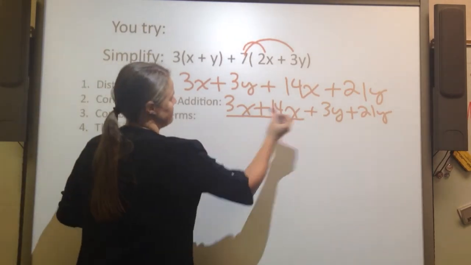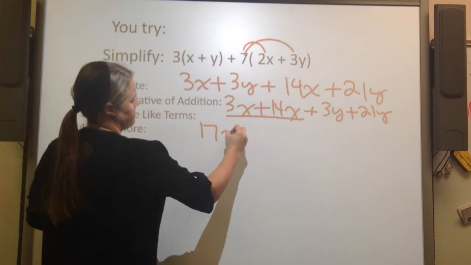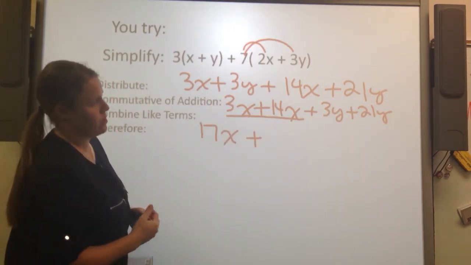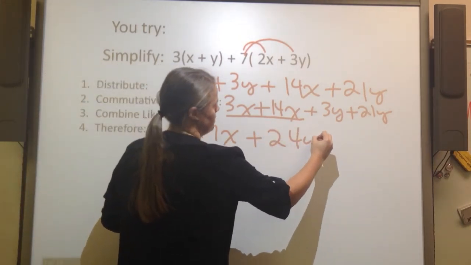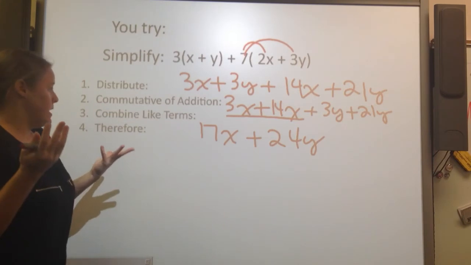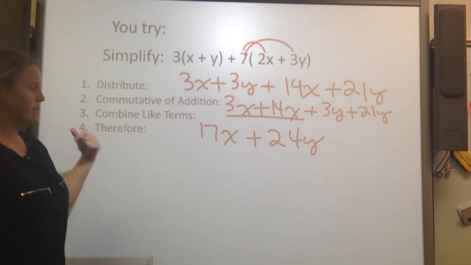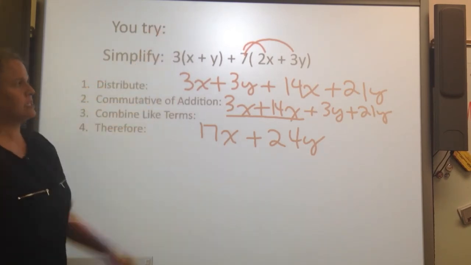I have 3x and 14x, and that's going to be 17x. And then my y's, I have 3y plus 21y, and that is 24y. Since there's nothing else in common, we're done. 17x plus 24y is the same value as the expression up here.